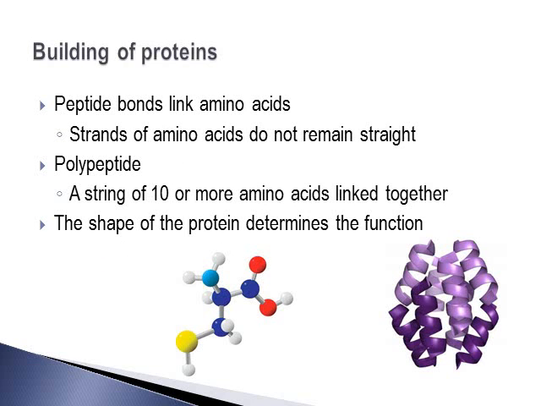So how are proteins built? So we've talked about amino acids are these building blocks. So peptide bonds are what are linking amino acids to each other. And then these strands, so these connections of amino acids, do not necessarily remain straight. They can be coiled, they can be twisty. So the peptide bonds are really going to determine the shape of the total protein or our connection of amino acids. If we have 10 or more amino acids linked together by these peptide bonds, that's known as a polypeptide.